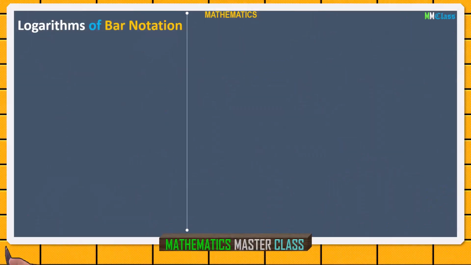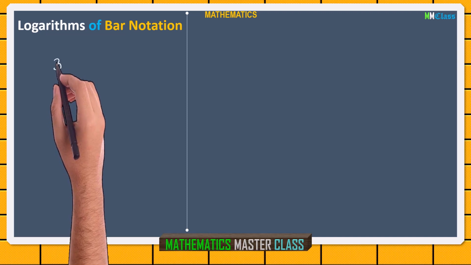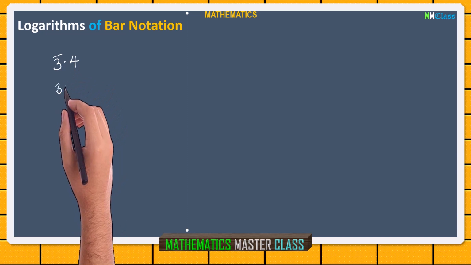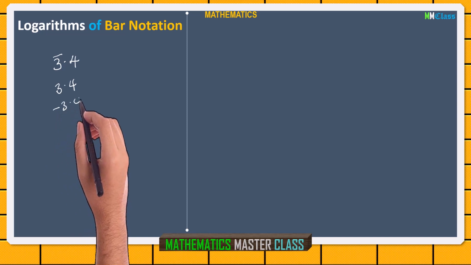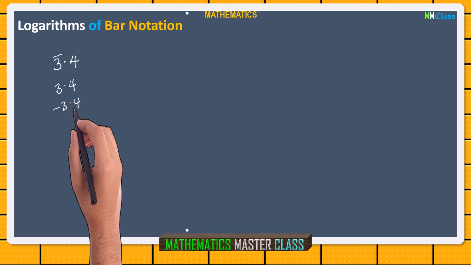Hello everyone, today in Mathematics Masterclass, we'll be looking at logarithms of bar notation. First, let's look at some numbers like bar 3.4 and again 3.4 and then lastly minus 3.4. Now you can see that the first number has bar and the second number has no bar, the other one has minus. So what is the difference between these three numbers?